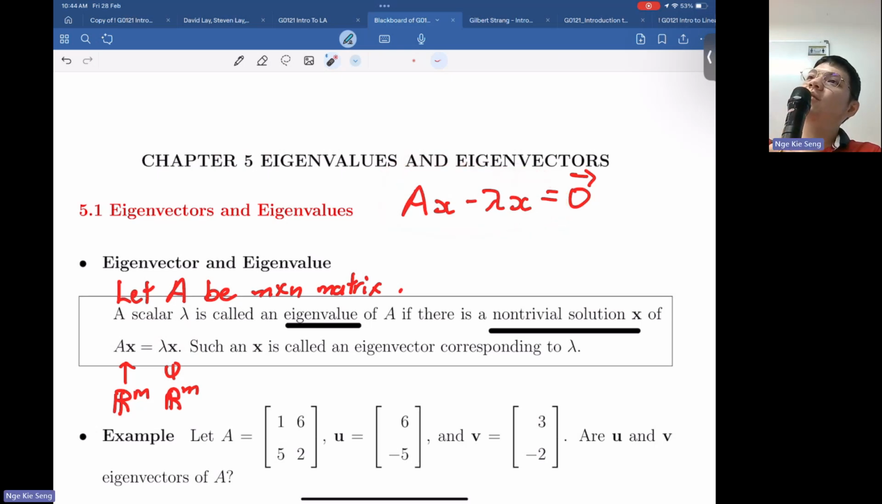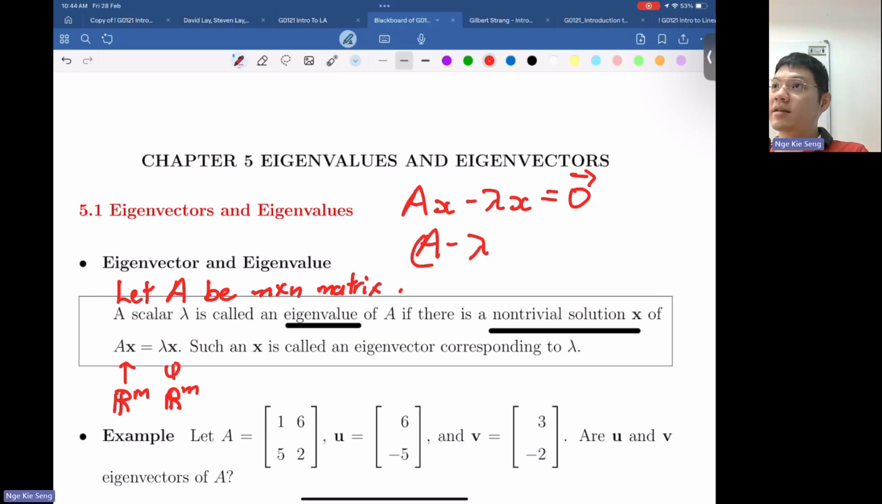Say something. Oh, Hiba, you try? You want to try? R minus, you mean like this? A minus lambda? What do you say? Sorry? A number. Different, sorry.